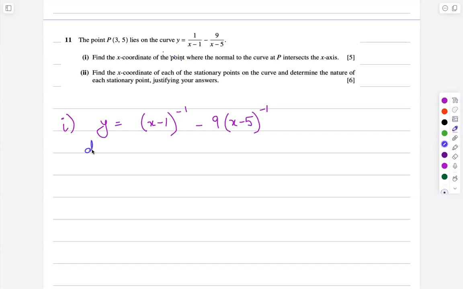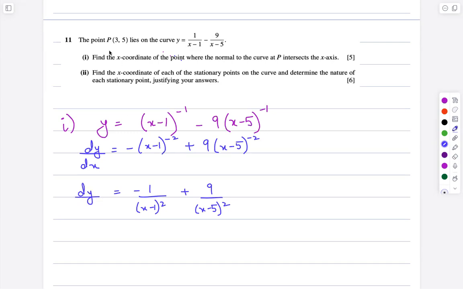Finding the gradient dy/dx, which will give us the gradient of the tangent. Minus 1 will multiply with the coefficient, so this will become −(x − 1)^(−2). Minus 1 times minus 9 is plus 9, and this will become (x − 5)^(−2). We can simplify it and write it as −1/(x − 1)² + 9/(x − 5)².